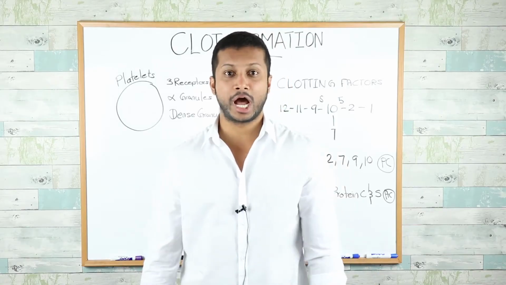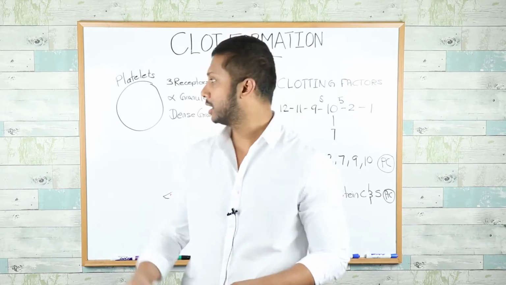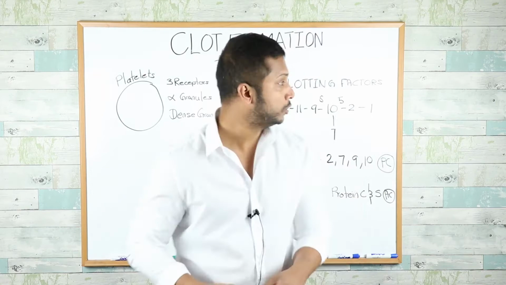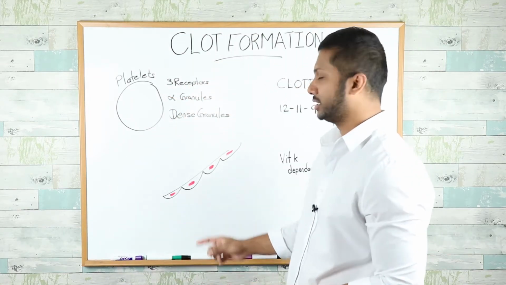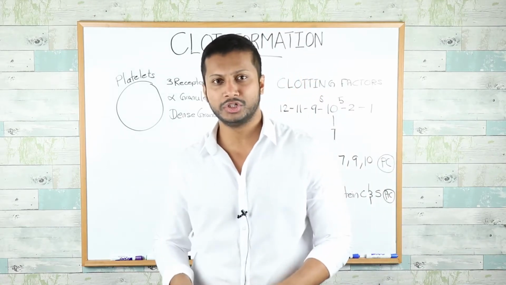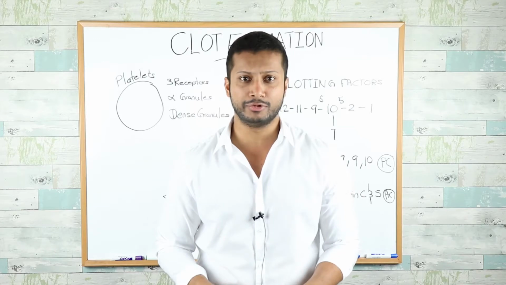In order to understand how a mature platelet plug is formed, we need to know who the main players are. Number one, you have the platelets. Number two, you have the coagulation cascade. And number three, you have your endothelial cells. Before we embark on the journey of understanding how these three are connected, let's learn about them individually first.